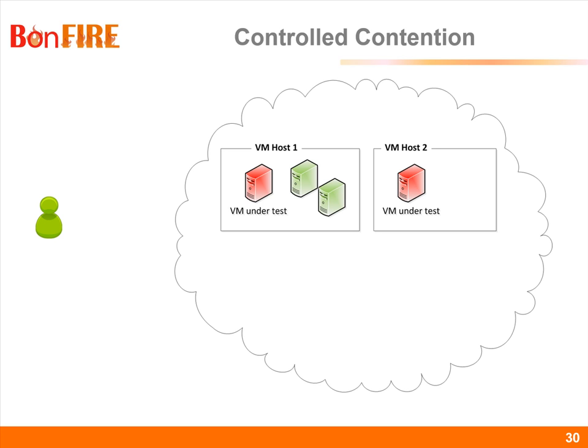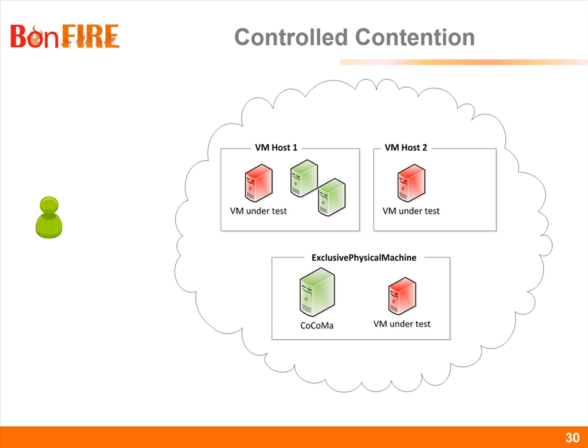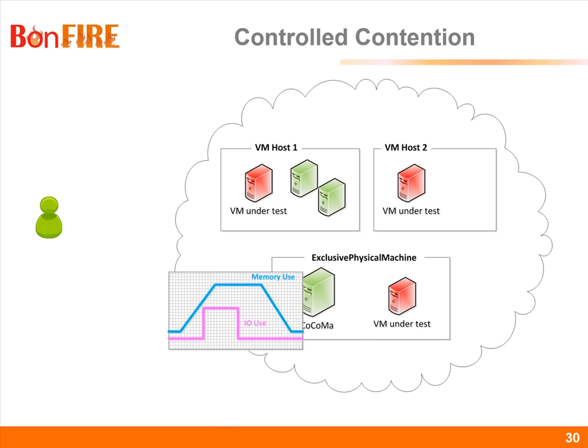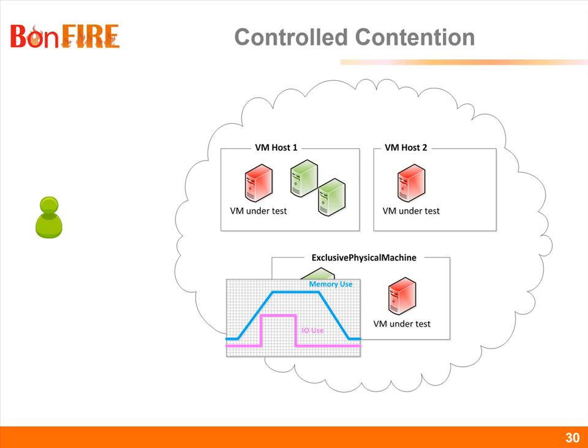multi-tenancy hosts. If, however, you reserve a node at INRIA, then you get exclusive access, you put your VM under test there, and then you create a special controlled contentious and malicious patterns VM, and you instruct it to inject increased memory use in the blue pattern that you see there, and at the same time increase I/O use in the pattern that you see there. And you give this to the COCOMA VM, you know what you are injecting, you are in control of that, you visualize and you get monitoring data for the effects of this on the VM, and you can deduce your own conclusions on what the effects of increased memory use and I/O use are on your system under test.